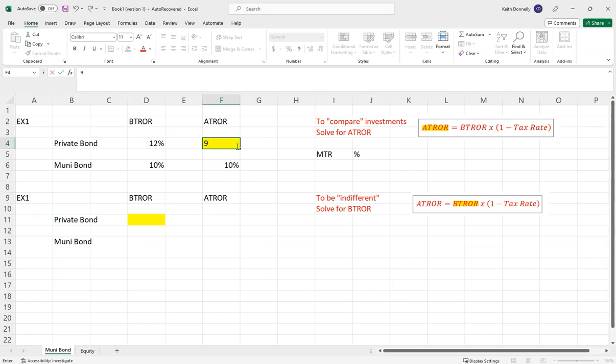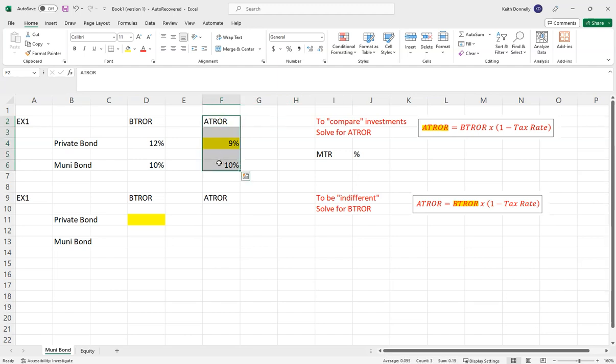And maybe that's 9%, right? And it's all contingent on the marginal tax rate. But what I'm showing you here is, hey, up front, it looked like this guy was better. However, on the back end, this guy is better. So normally when you see these equations, what you're doing is solving for the front of the equation in order to compare investments.